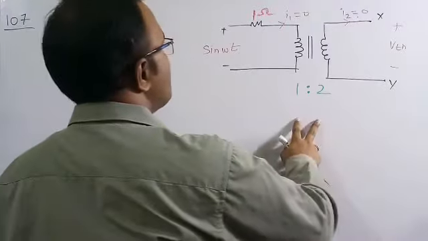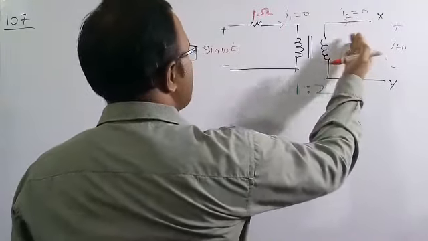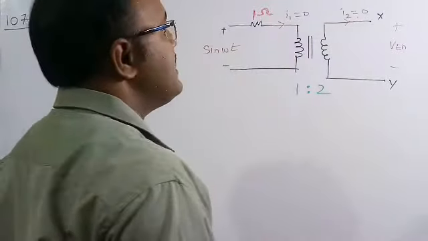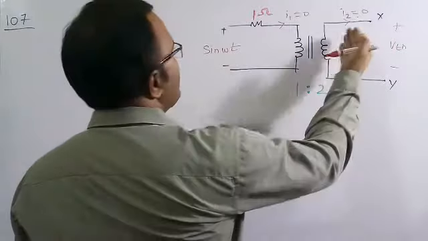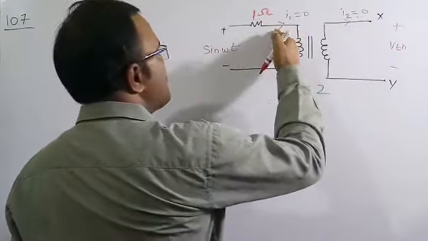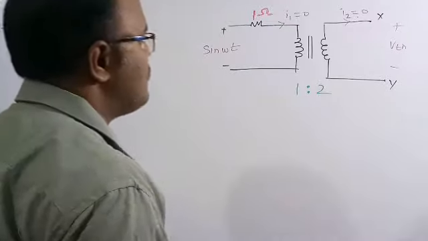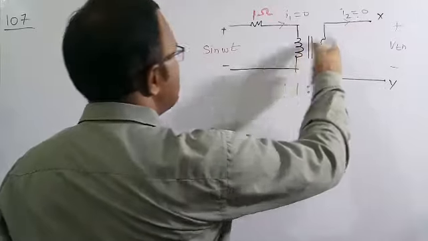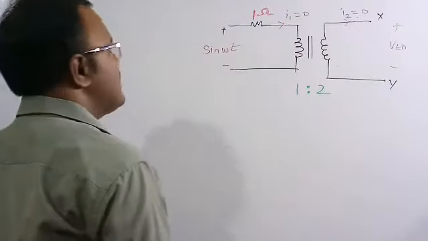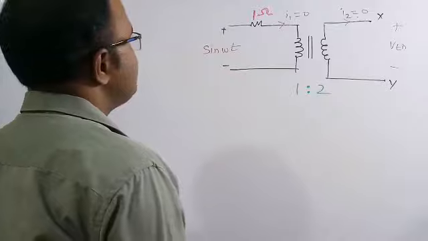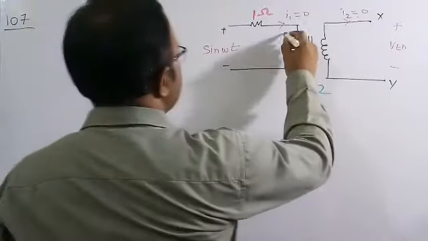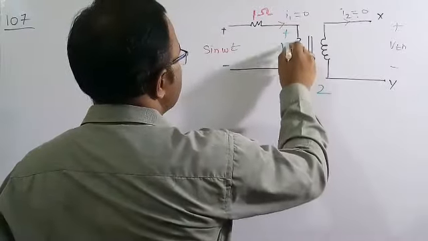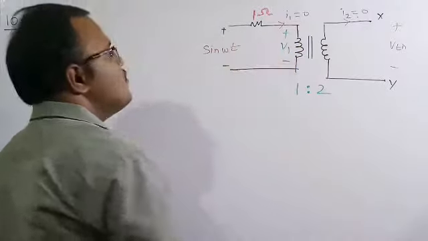In a practical transformer, even when the output current is 0, there will be a small input current. But only in an ideal transformer, whenever the output current is 0, the input current is also equal to 0. So here let me assume this voltage is V1. Therefore, if you see carefully, the current in this 1 ohm resistance is 0.